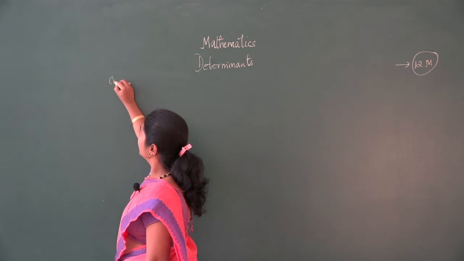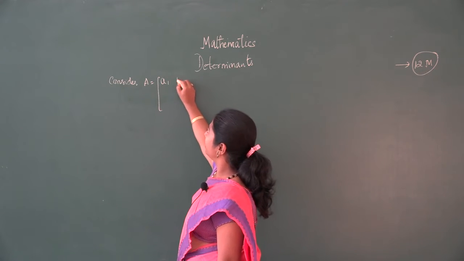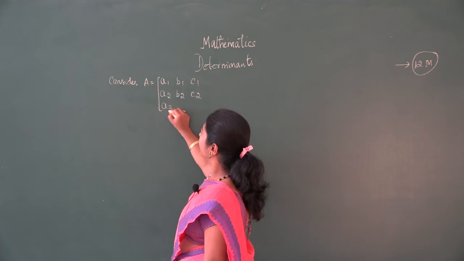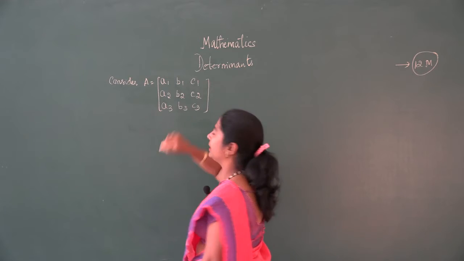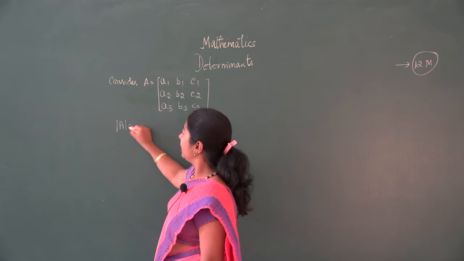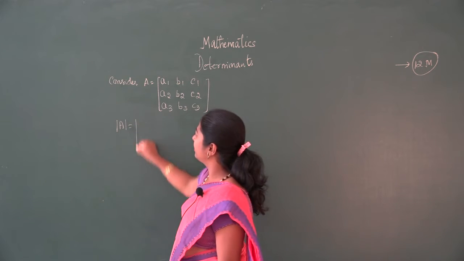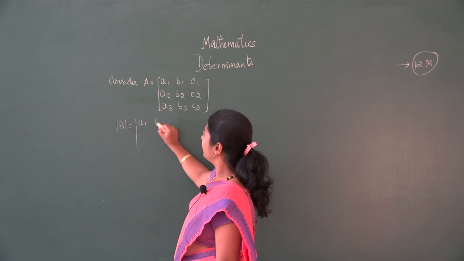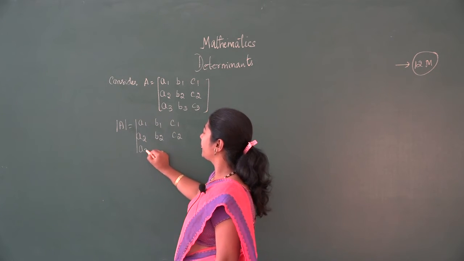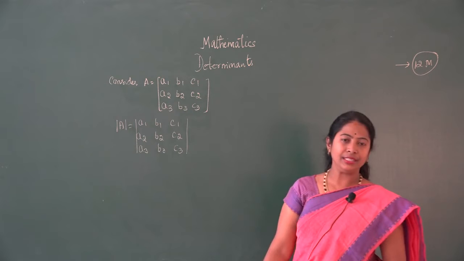So consider matrix A containing the elements A1, B1, C1, A2, B2, C2, A3, B3, C3. How do we denote this in terms of determinant? How do you write the determinant symbol? This is determinant A. The square brackets symbol of the matrix is eliminated, and in terms of determinant it can be written as the determinant of A1, B1, C1, A2, B2, C2, A3, B3, C3. This is a 3 cross 3 determinant.